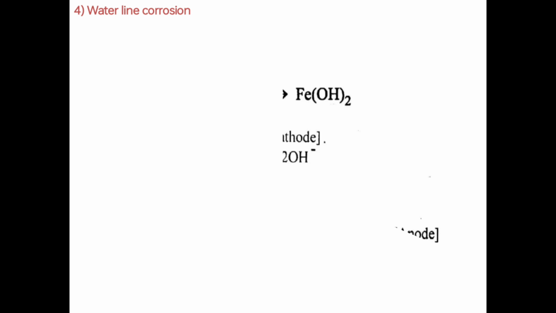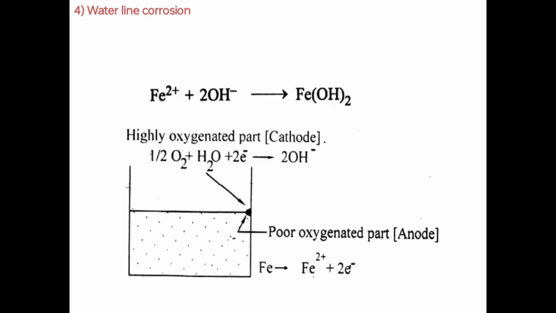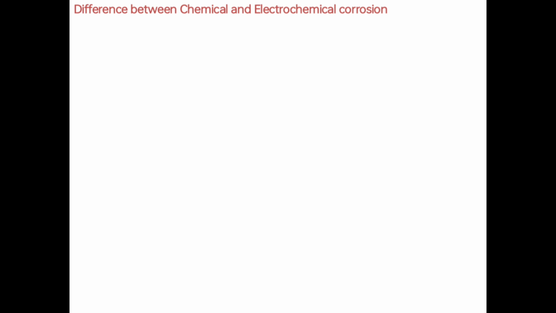Water line corrosion. This is a diagram of water line corrosion. Fe2 plus 2OH minus gives ferrous hydroxide. The highly oxygenated part is the cathode, the poorly oxygenated part is the anode.